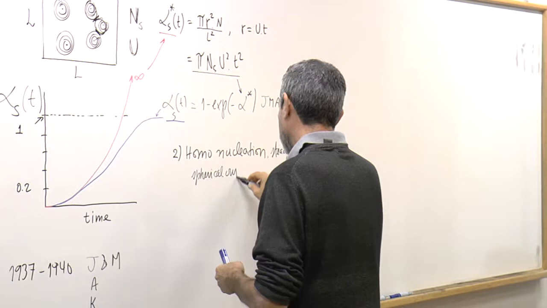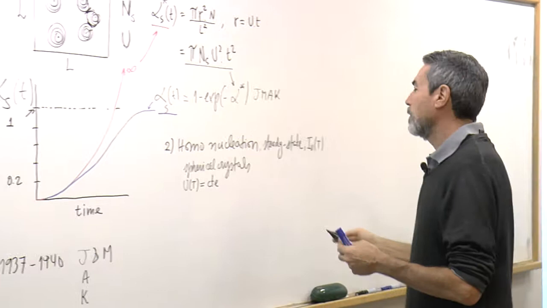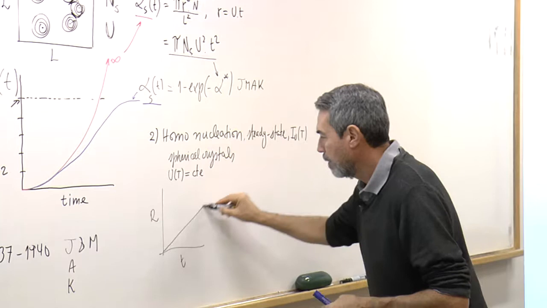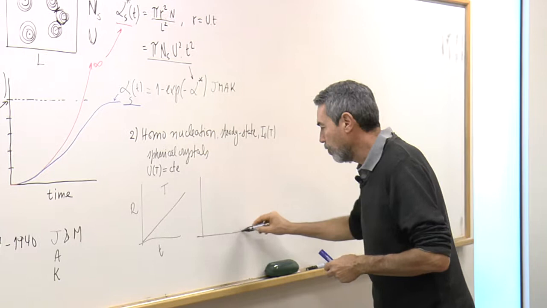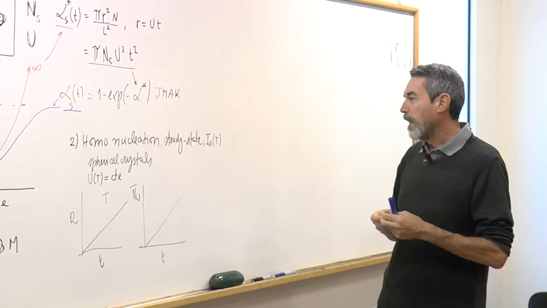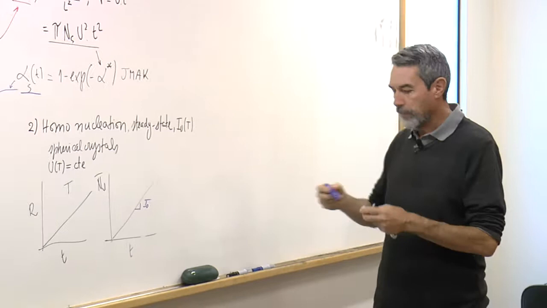And constant growth rate. By constant, I just mean that the radius versus time grows linearly for a given temperature. And the same for the nucleation rate. I'm assuming that the number of crystals per unit volume versus time just grows linearly. In this way, we have a steady state constant nucleation rate and constant growth rate.